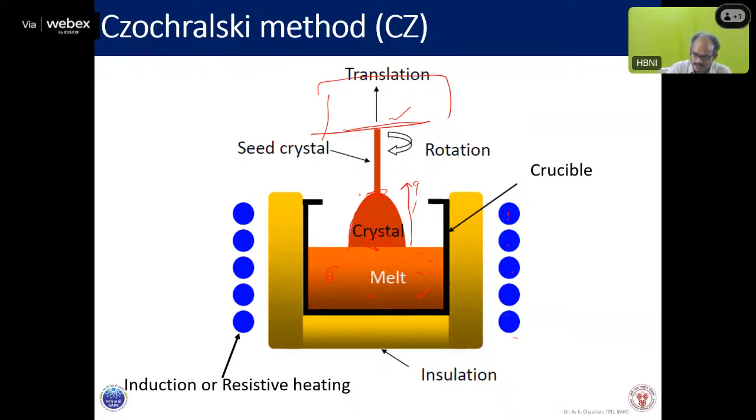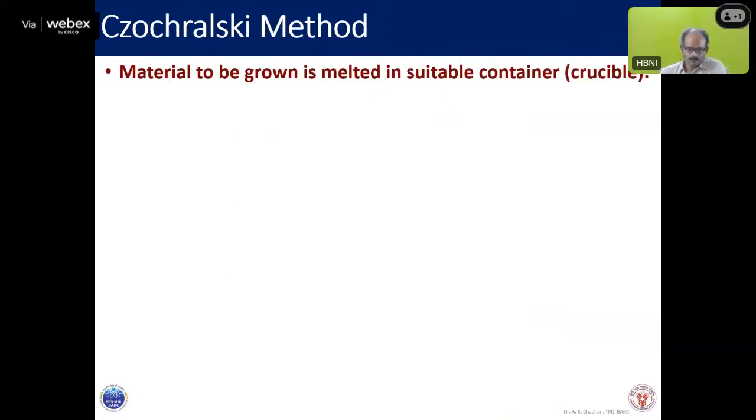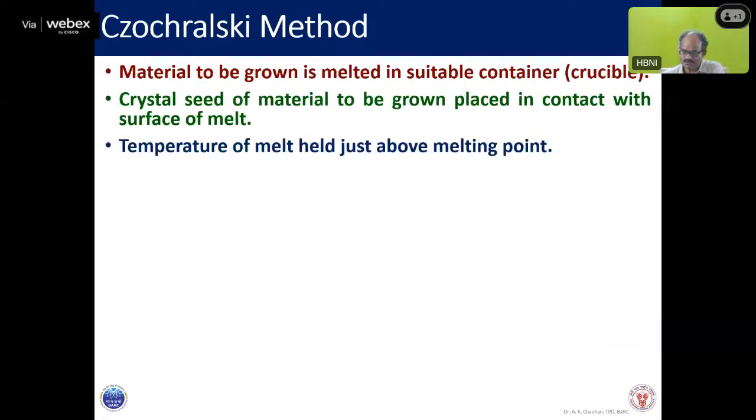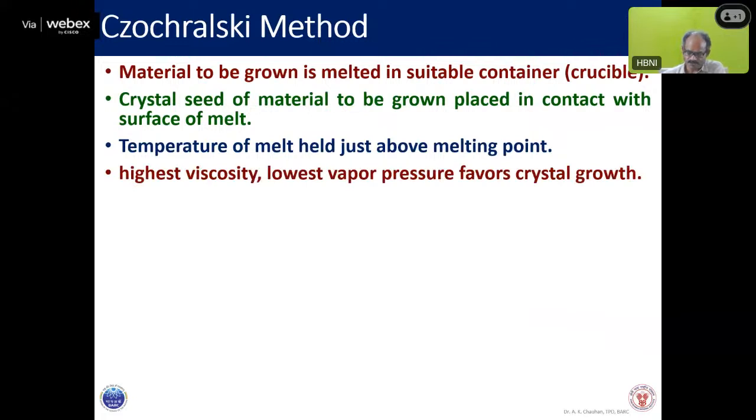Suppose initially this position was here, now it has come up and this much big crystal has grown in this situation. So in this Czochralski method, the material to be grown is melted in a suitable container, which is also called a crucible. The crystal seed of the material to be grown is placed in contact with the surface of the melt. The temperature of the melt is held just above the melting point, just a very small difference.